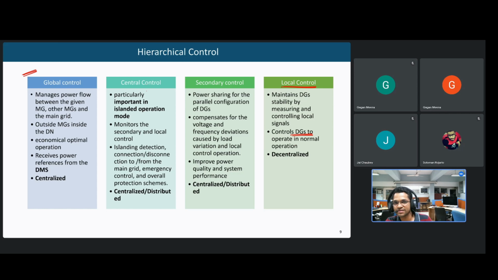In islanded operation, the central control will come into the picture because it will detect this. It is also called the microgrid central control, or MGCC. The MGCC will have islanding detection techniques, based upon which it will decide whether the microgrid is islanded or not. The local control is totally decentralized because each DG has its own control. Then the secondary control helps in power sharing for the parallel configuration of DGs.